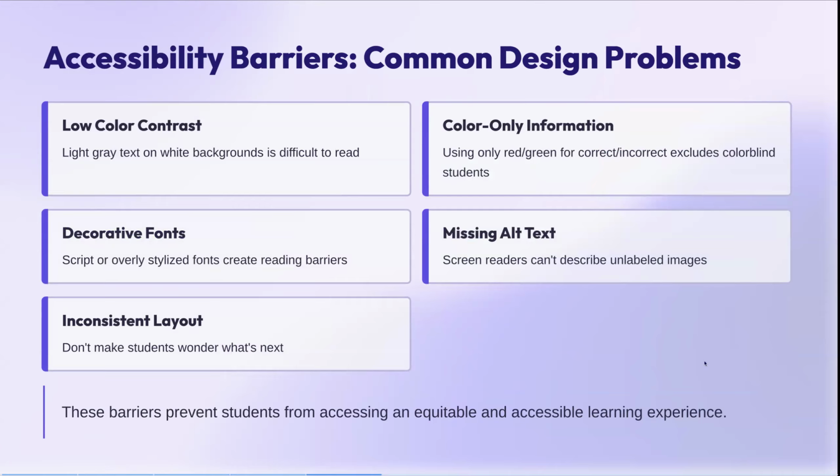Accessibility barriers and common design problems. This slide highlights the most common issues that create barriers. Low contrast in color, color-only information, decorative or stylized fonts, missing alt text, and inconsistent layouts. These issues prevent students from accessing an equitable and accessible learning experience. The good news is every single one of these has a quick fix.